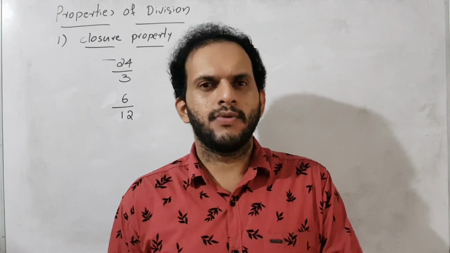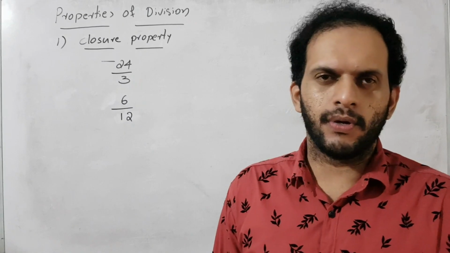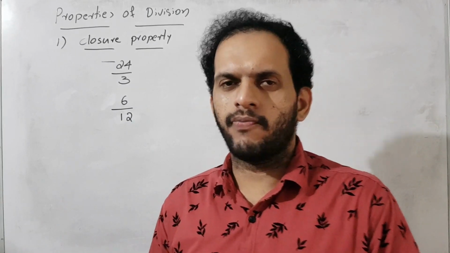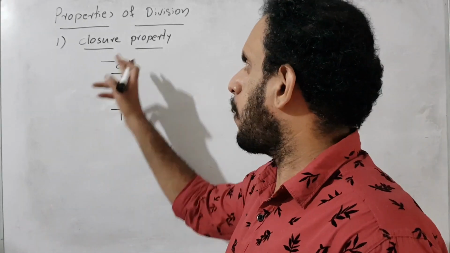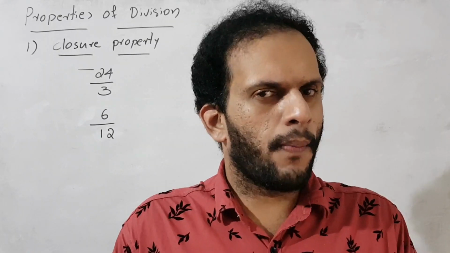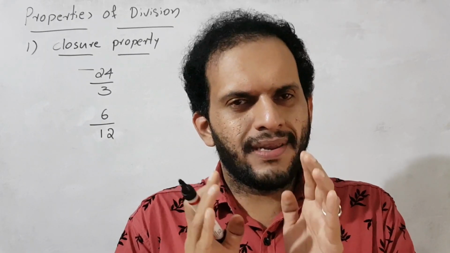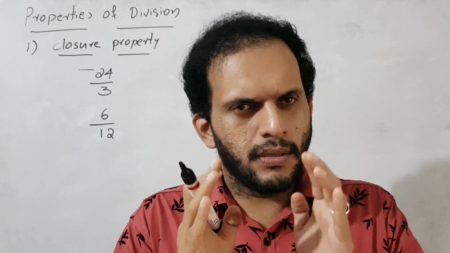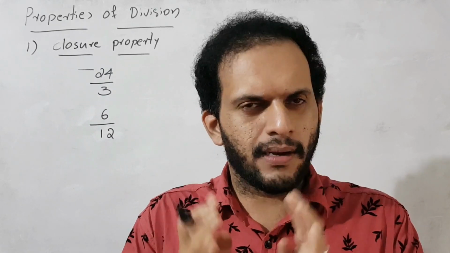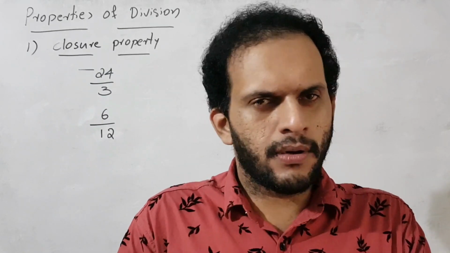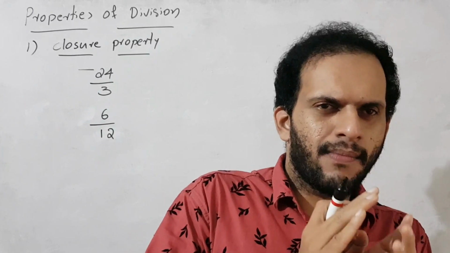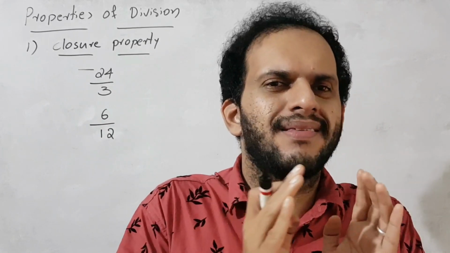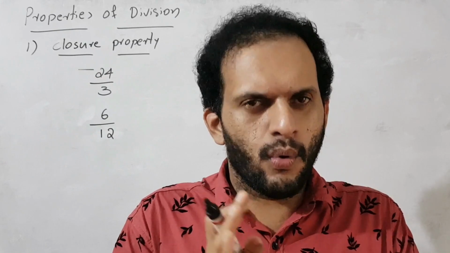Clear? Next we are discussing the properties of division. First one, as usual, is the closure property. What is the closure property? It means we take two numbers in the same category and do the operation. If the result is also in the same category, then we conclude it is closed.